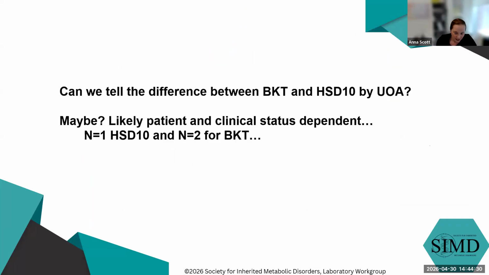Can we tell the difference by organic acids? Maybe, sometimes. Very likely patient dependent and clinical status dependent. Note, I've got really an N of 1 for HSD10 and an N of 2 for beta ketothiolase. So I think the urine organics might be able to point your bias in the direction of one gene or another. I would not feel comfortable calling a genetic diagnosis for either of these based on urine organic acids alone, with the exception of that first one with that 3-methyl acetoacetic, because that is so unusual.